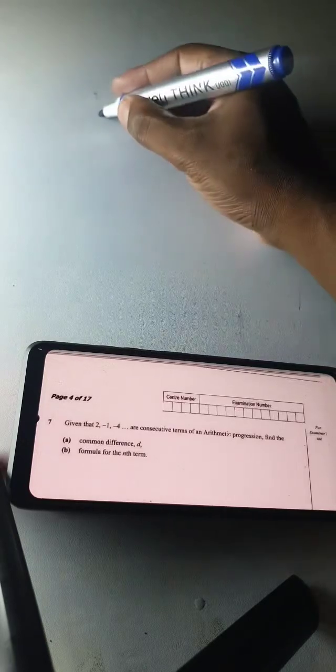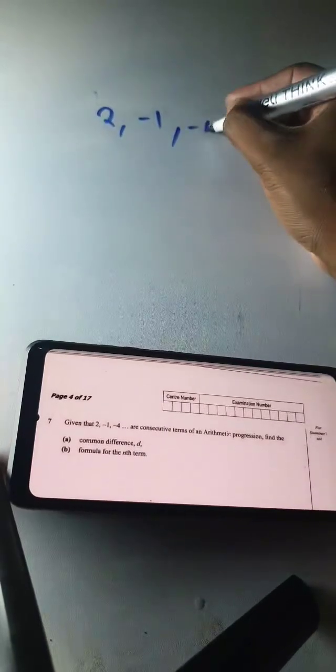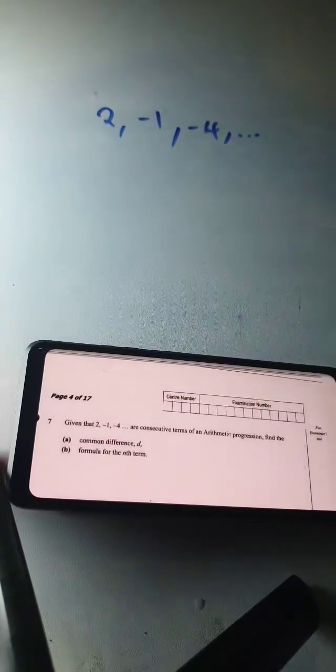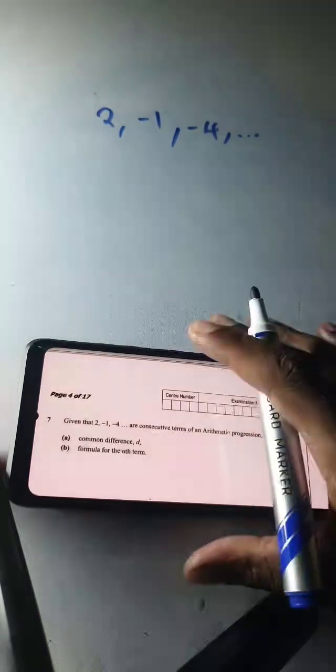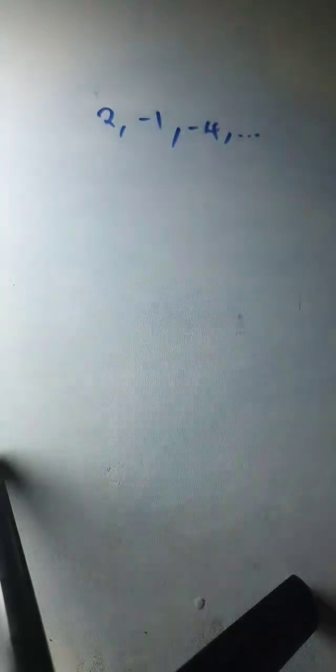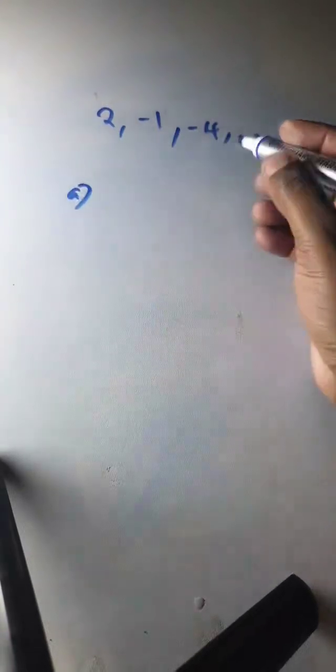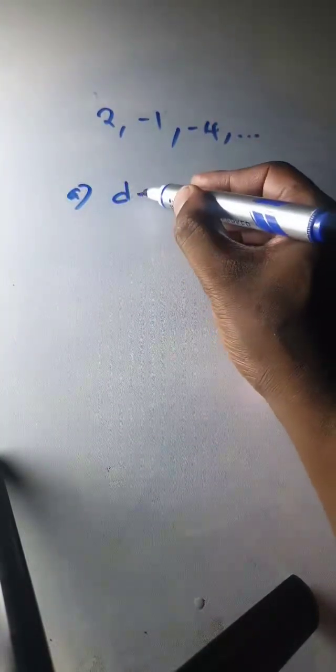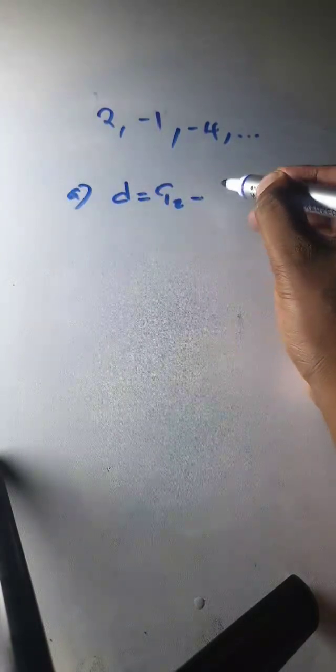Given that 2, -1 and -4 are 3 consecutive terms of an arithmetic progression, find the common difference D. So how can we find the common difference? Then we'll find the formula for the nth term. We say the common difference, which is denoted by D, is equal to second term minus first term.